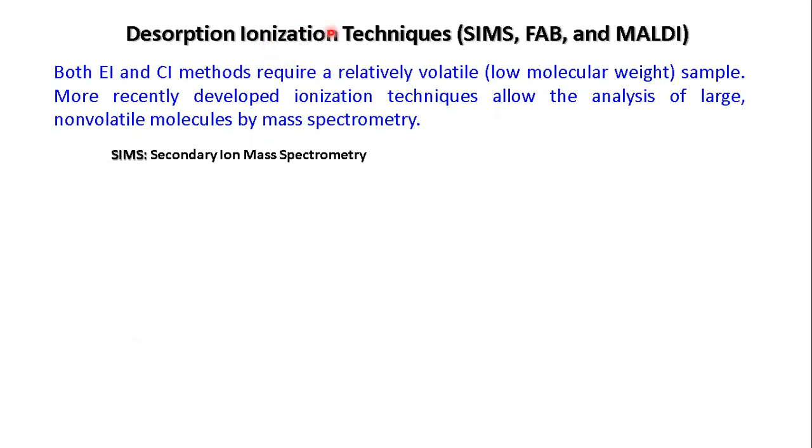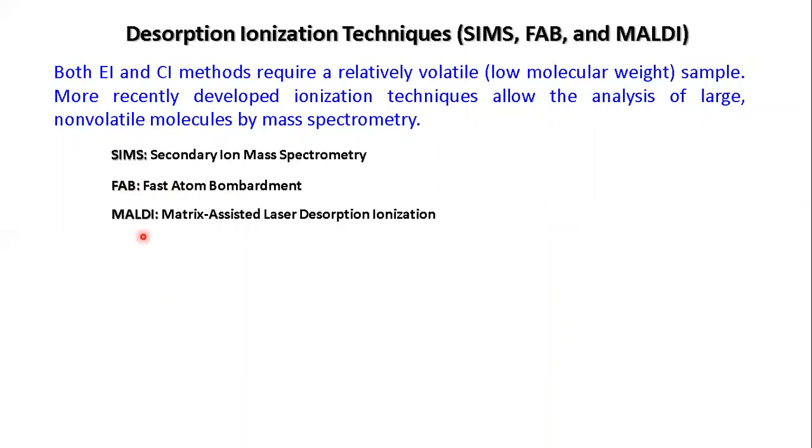Now, this desorption ionization technique has three particular methods. One is SIMS, which we call secondary ion mass spectrometry. Second is FAB, fast atom bombardment. Third is MALDI, matrix assisted laser desorption ionization technique. These three techniques are well known in this desorption method.